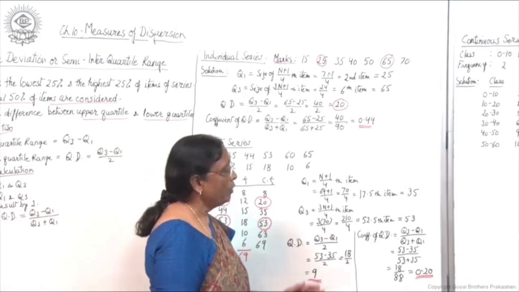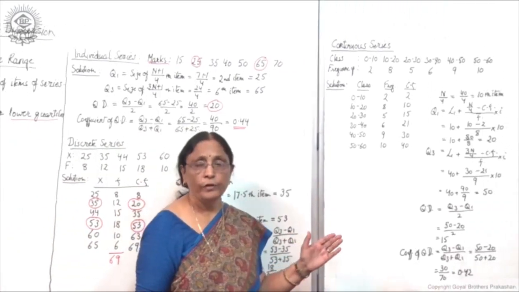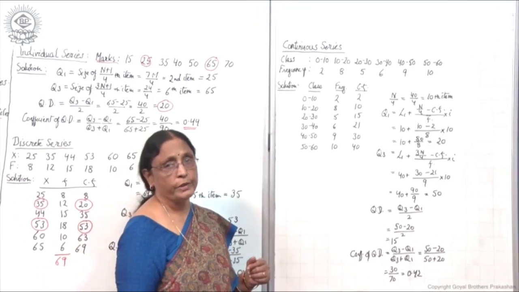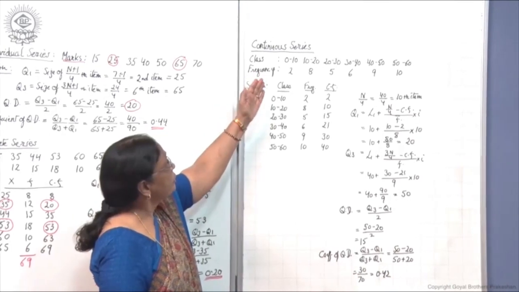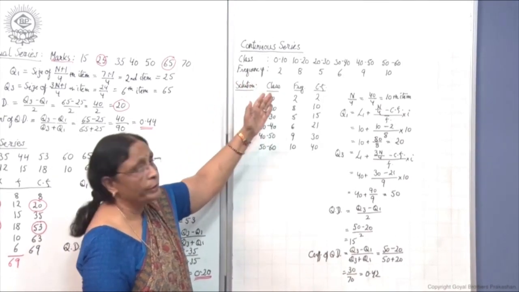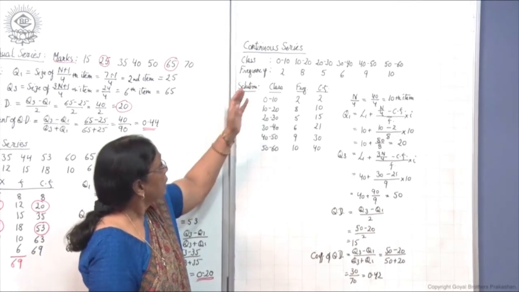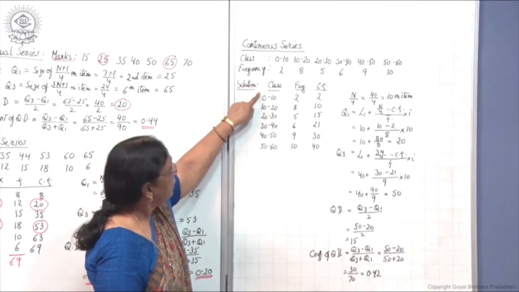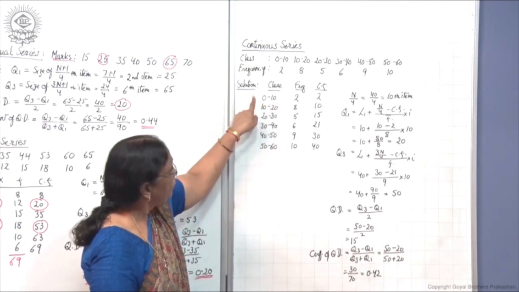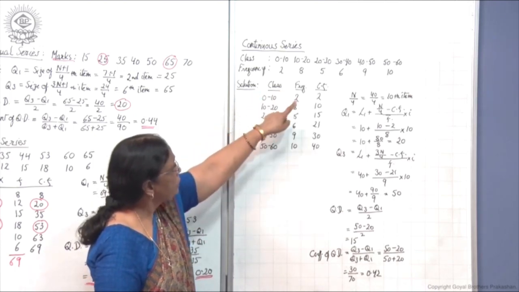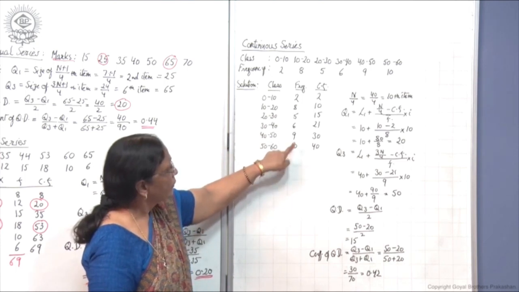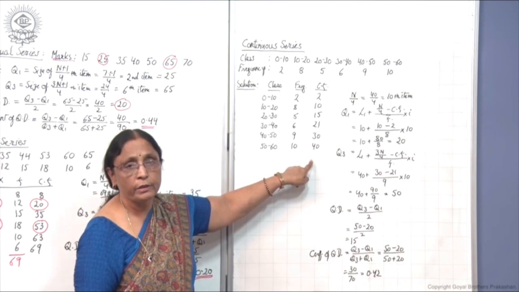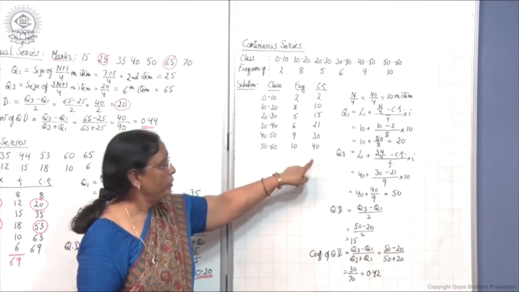Okay. Now after discrete series, we will move to calculation in the case of continuous series. In the continuous series, we have the class interval along with the frequencies. Class interval is given here and frequency is given. Class is here, in the same order you will copy down in the first column. Frequency write down here in the same order. Calculate CF, right? Wherever frequency is given, you have to calculate CF.